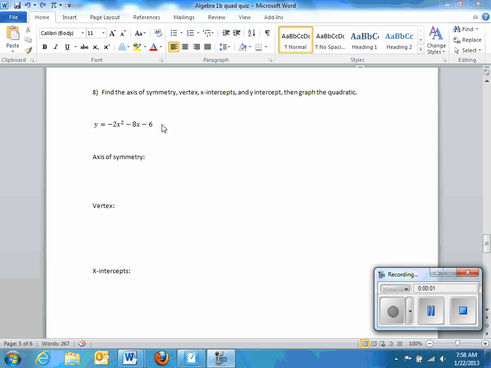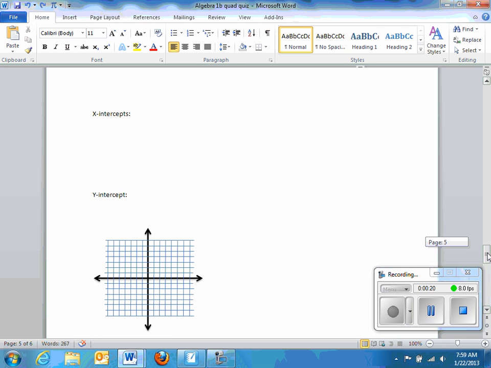Okay, today we're going to look at this quadratic here, and we're going to learn how to find the axis of symmetry using x equals negative b over 2a. We're going to find the vertex by plugging in the value that you find for the axis of symmetry, and we're going to find the x-intercepts by using the quadratic equation, and then we're going to find the y-intercept by letting x equal 0 and figure out y to find the y-intercept.